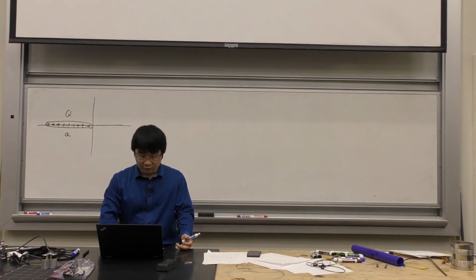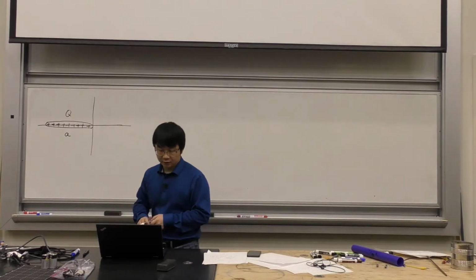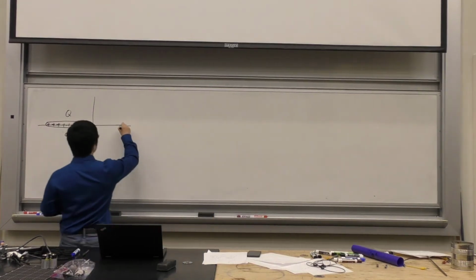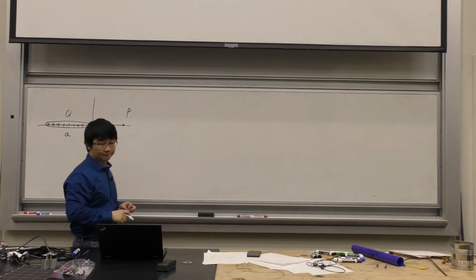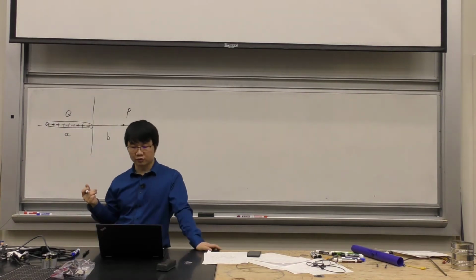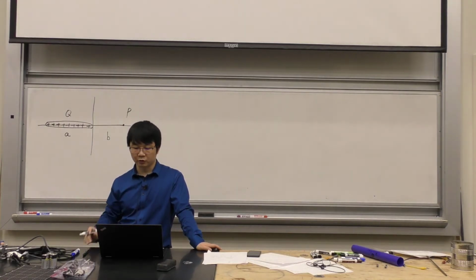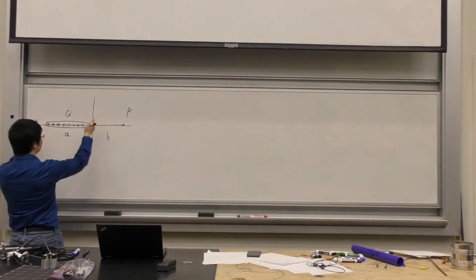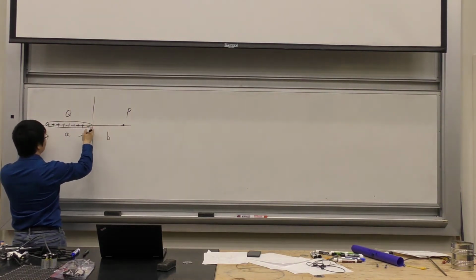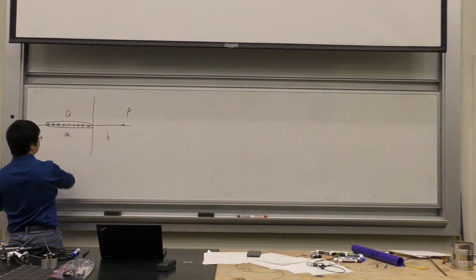So the first point we want to find is the point P, which has a distance B from the right end of the rod. Now this is a continuous charge distribution, right? You can't just plug numbers into an equation to find that. You have to use the integral to integrate the dV along this rod.